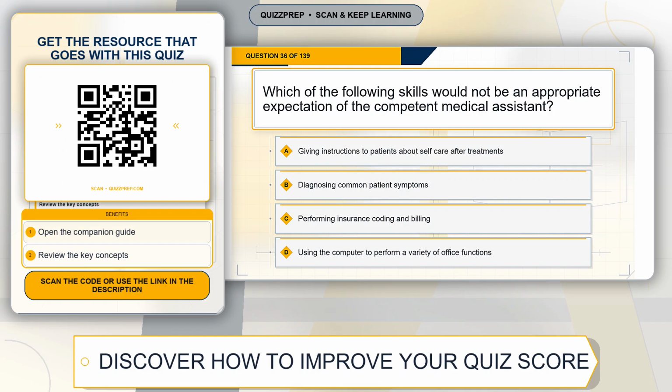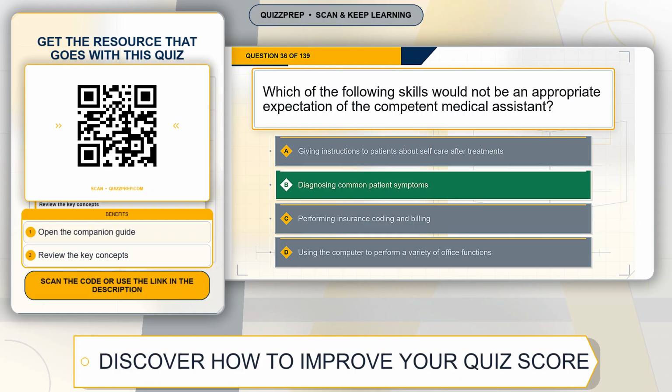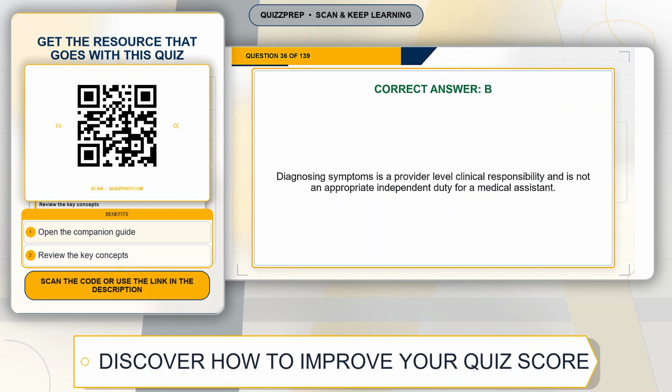Question 36. Which of the following skills would not be an appropriate expectation of the competent medical assistant? Option A, giving instructions to patients about self-care after treatments. Option B, diagnosing common patient symptoms. Option C, performing insurance coding and billing. Option D, using the computer to perform a variety of office functions. The correct answer is option B, diagnosing common patient symptoms. Explanation. Diagnosing symptoms is a provider-level clinical responsibility and is not an appropriate independent duty for a medical assistant.